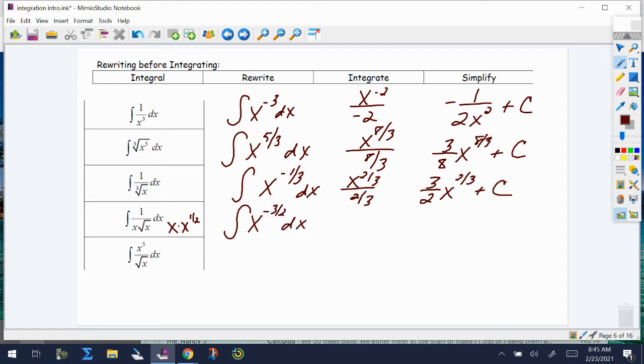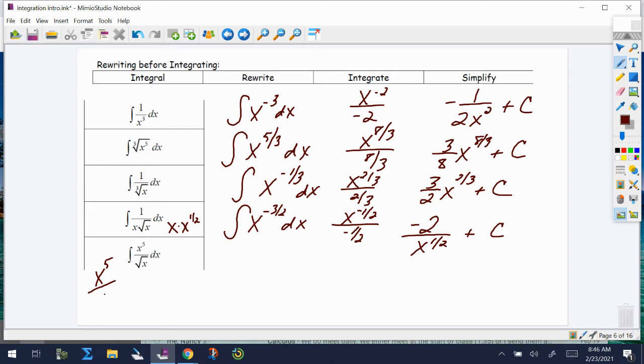So using our exponent rules from Algebra 1, using our negative exponent, power 1 greater is going to be x to the negative 1/2 divided by negative 1/2. Multiply by the reciprocal on the bottom, we get negative 2. And then x to the negative 1/2 is going to be on the bottom, so x to the 1/2 plus c.